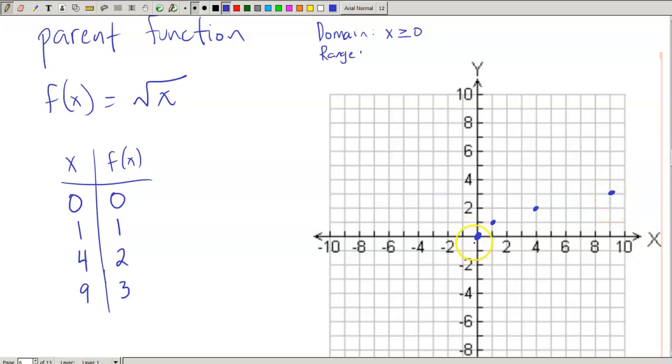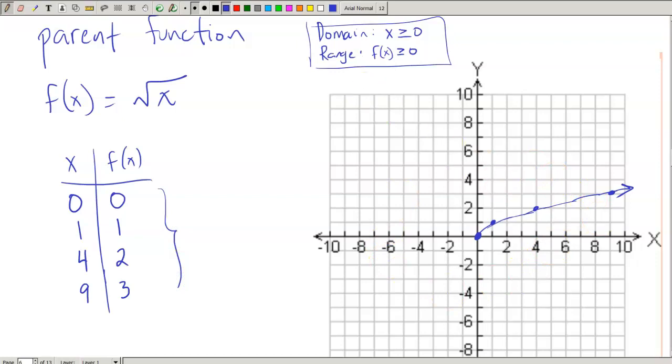So this graph cannot go to the left, right? It can't go left. It has to start at 0 and go to the right. So my graph goes like this. When we think about the range, it is all the y values that we are graphing. So you can see from the graph, we're graphing everything from 0, and we're graphing everything up. So the range is y, or in this case f of x, is also greater than or equal to 0. So for the parent function, we have our domain and range, we have some of our key points, and we have what our graph looks like.